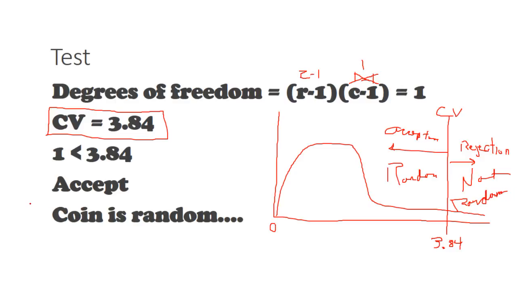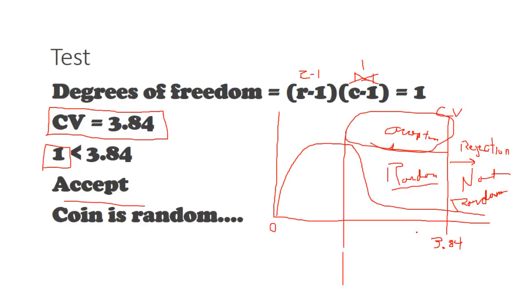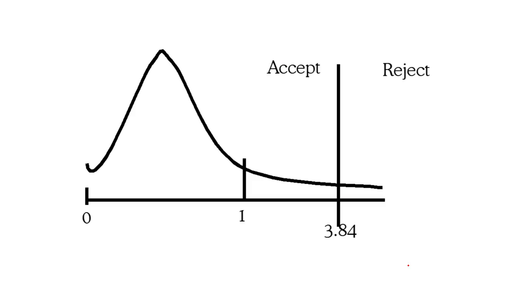Okay? So where are we? Well, our chi-square was 1. So we're here, 1. We're in the acceptance region. We're going to accept this hypothesis. And that tells us that the coin is random. Oh, look. Here's an even better drawing. So, kind of still a bad chi-square, but ignore that. There. 3.84. 1. Here's 0. Rejection region. Acceptance region. Random.